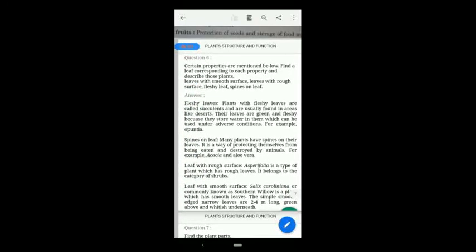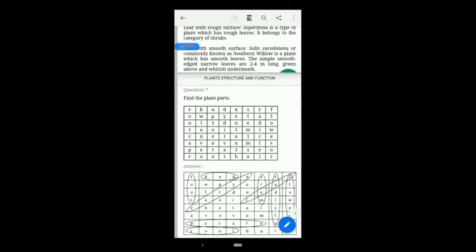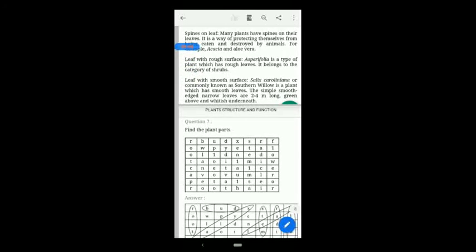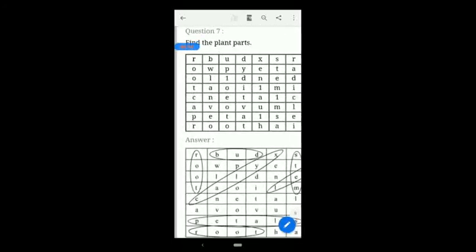Okay, understood these questions in which you have to write the characteristics and the name of those plants and for what purpose they are. Question number 7, we have find the parts of plants. It's like a game-like structure. You have to make circles wherever you find the parts of a plant. Now see the first one.